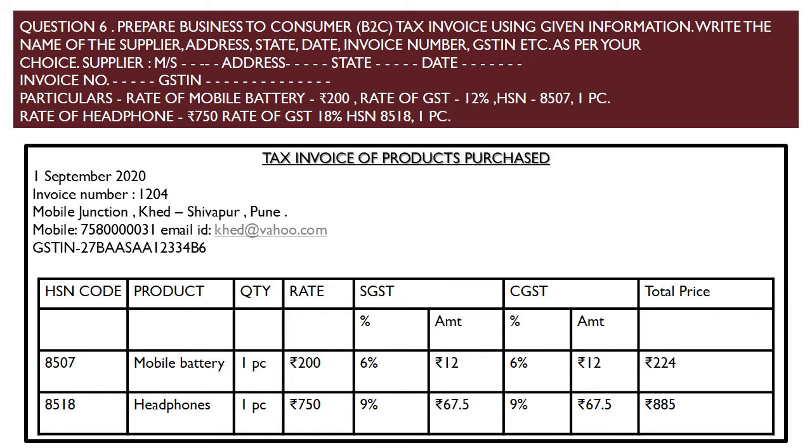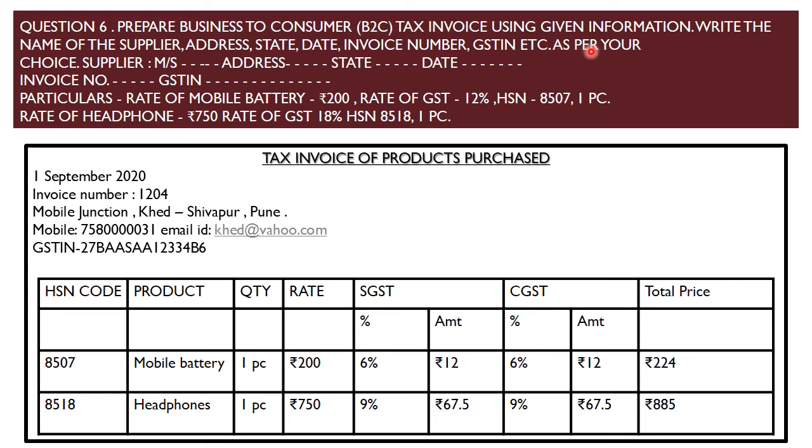Okay, now in this question, you don't need to actually solve or find anything. You just need to prepare an invoice using the given information. So prepare a business to consumer tax invoice using the given information. Write the name of the supplier, address, state, date, invoice number, GSTIN, that is GST identification number, etc.